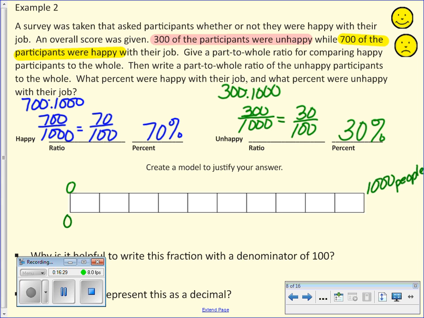What's our whole percent? If 1,000 of the 1,000 answered, how many answered? The full 100%. Now we have to figure out how to number our number line all the way down. So how do I get from 0 to 100% in 10 jumps? Sure. So 10%, 20%, 30%, 40, 50, 60, 70, 80, 90, 100%.